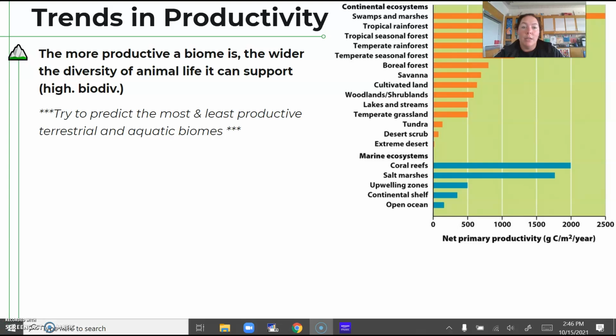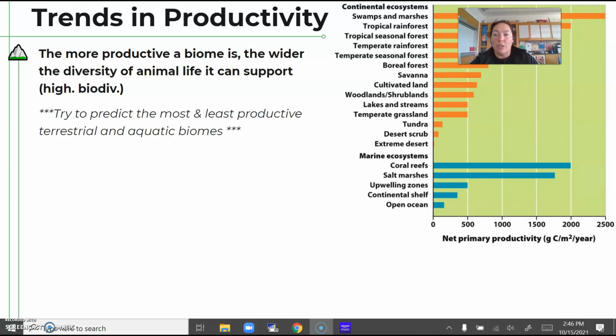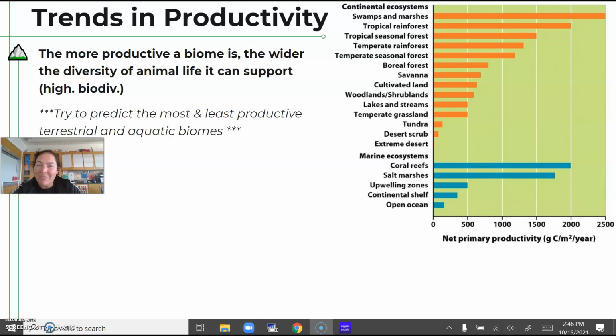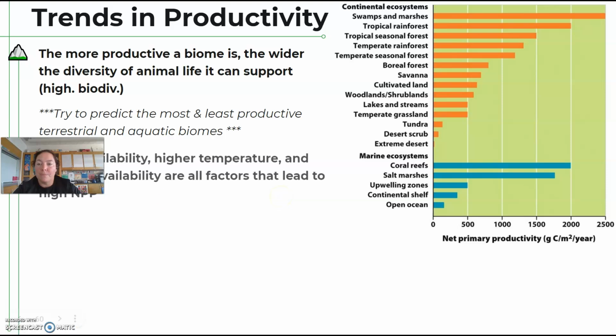If you take a look here, it's interesting because terrestrially, I think I made that word up. Swamps and marshes are actually the most productive. And then we have rainforests and forests. Obviously down here, the tundra, the desert, those are going to be the least productive. And then coral reefs, like we said, the rainforests of the ocean, right? And then salt marshes right up there, similar to swamps and marshes, have the highest primary productivity per year.